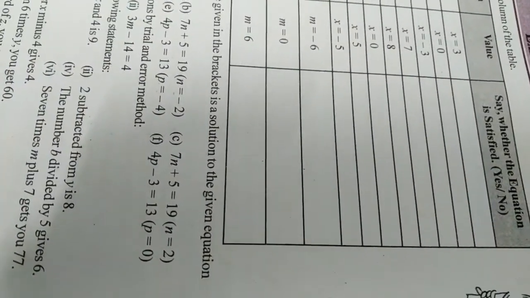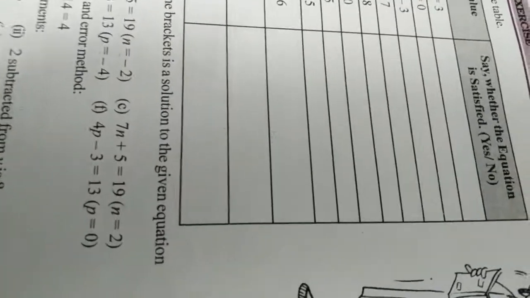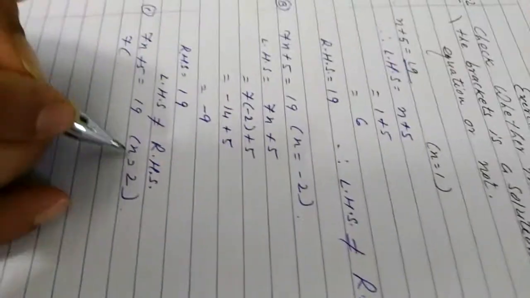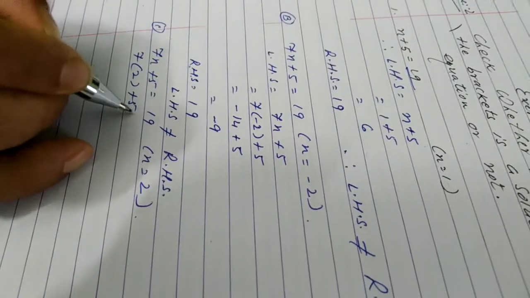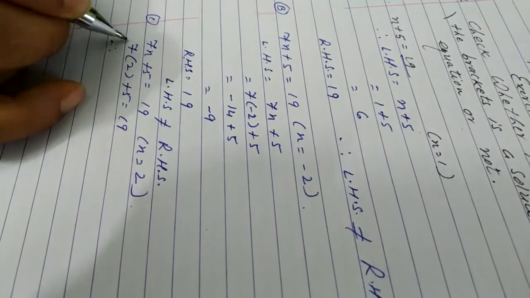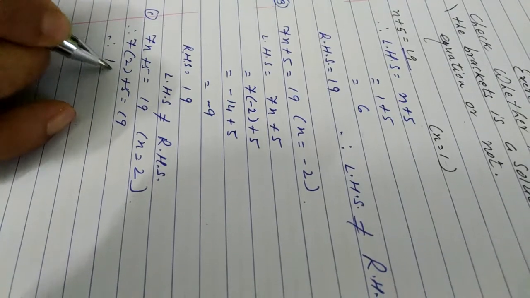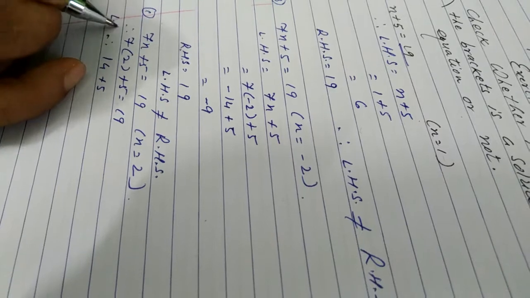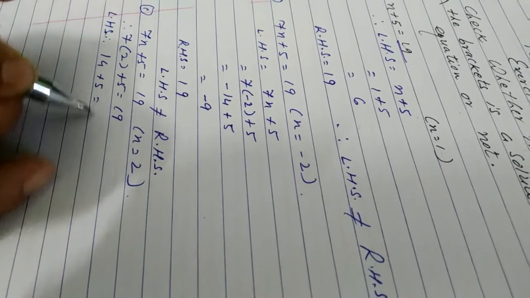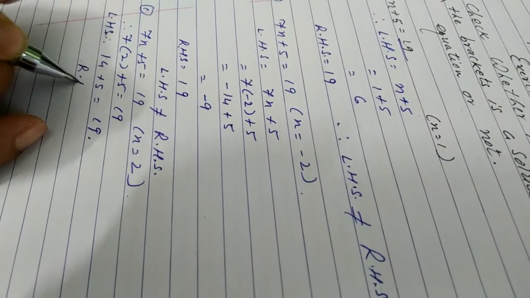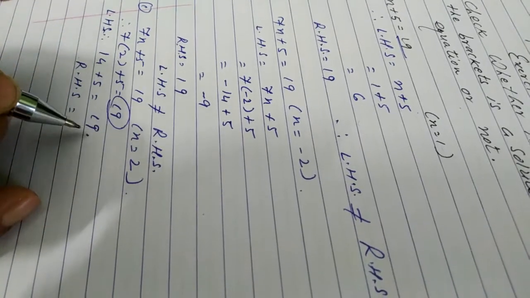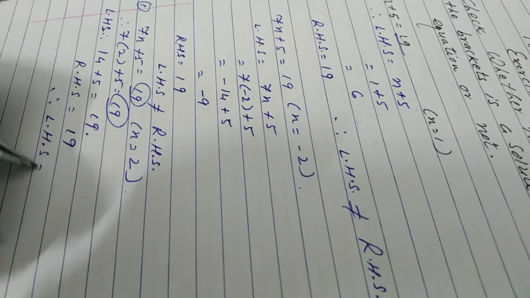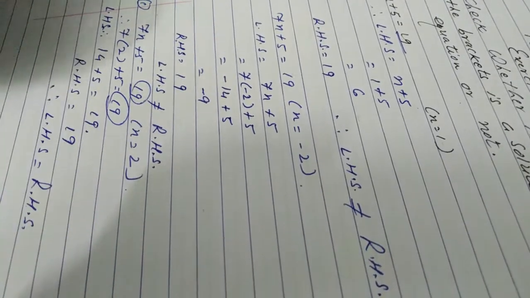Okay, the third one we'll explain. 7n plus 5 is equal to 19 where n is equal to 2. Now 7 times, what is the value of n? 2, plus 5 is equal to 19. Therefore 7 twos are 14. 14 plus 5 on the left hand side. So 14 plus 5, 19. What is given for the right hand side? 19, right? So therefore we can say left hand side is equal to right hand side.